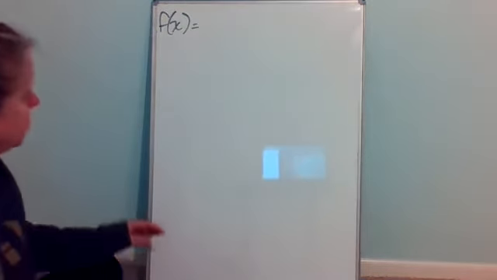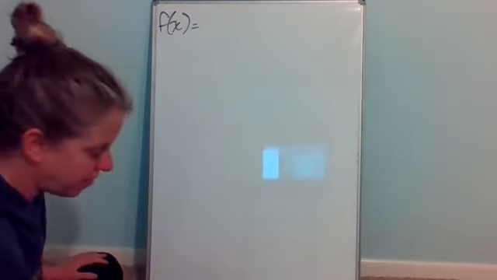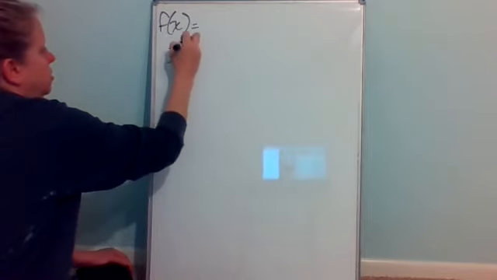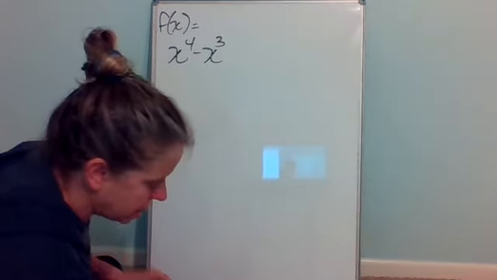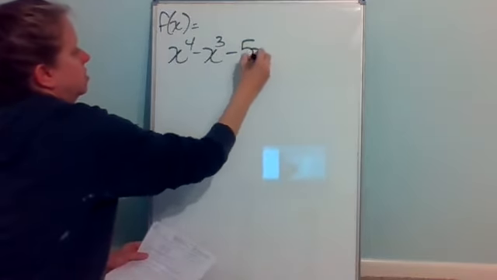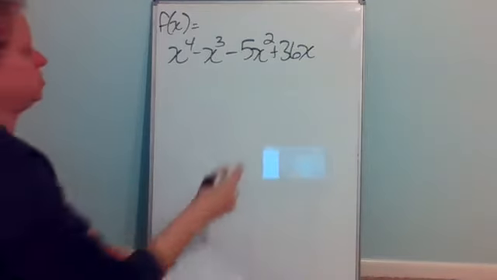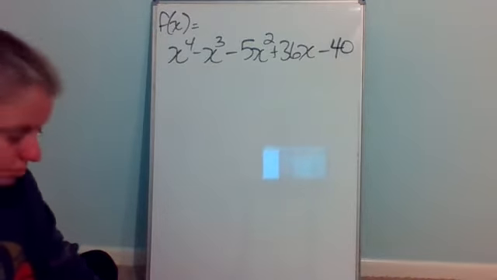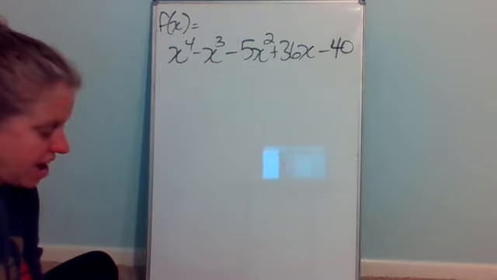And we're on number 2. So f of x equals x to the fourth minus x cubed minus 5x squared plus 36x minus 40. And it wants me to find f of -4.